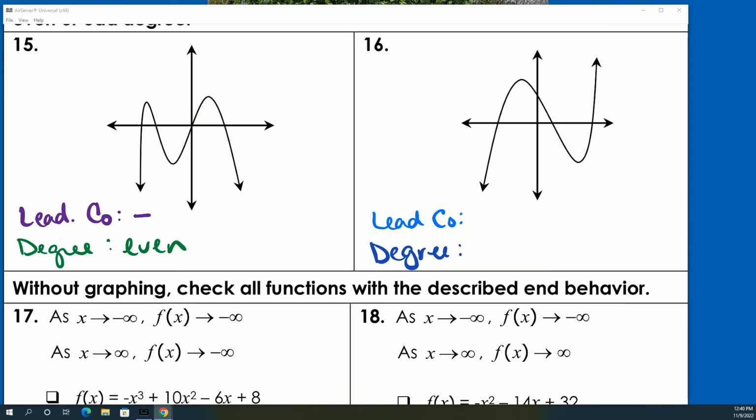So for the leading coefficient, we're looking at the right side. It's pointing upward. So what do you think? Positive. And then the degree, we see the left is the same or opposite? Opposite. So that means it means odd. So for the leading coefficient, we're thinking positive or negative. For the degree, we're thinking even or odd. Y'all okay?